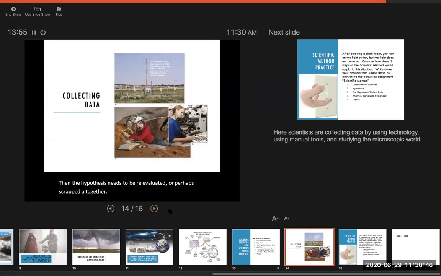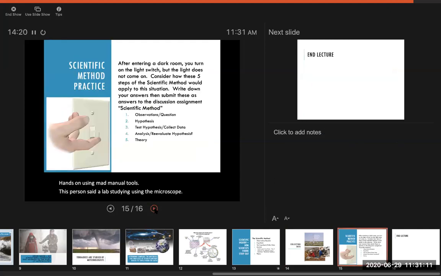So here we have a series of photographs representing some examples of how scientists collect data using technology, hands-on using manual tools. This person's in a lab studying using a microscope. Scientific method practice.